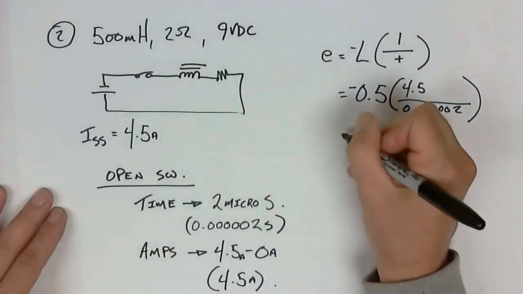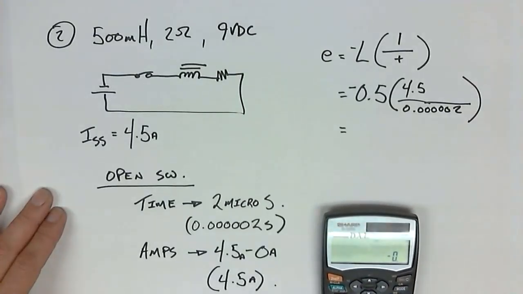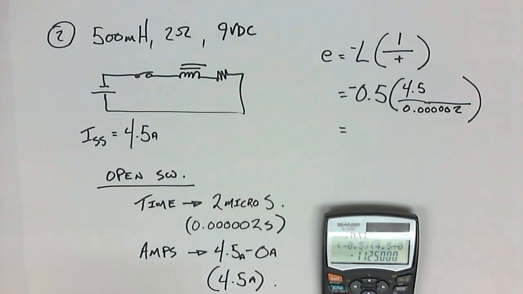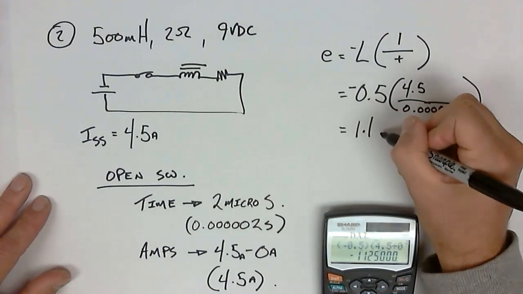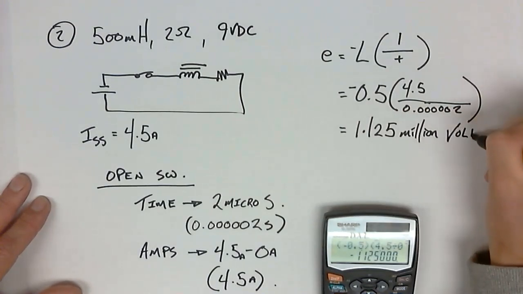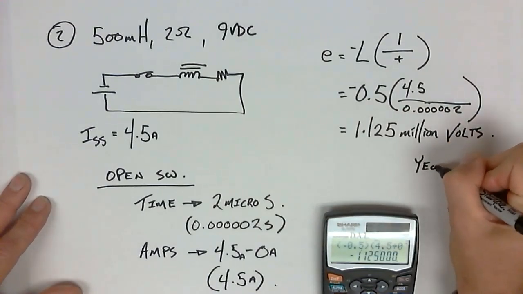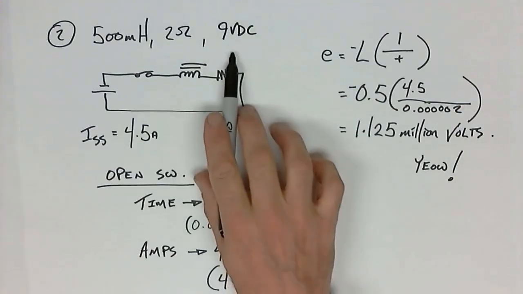Crazy small number. We enter it all into our calculator. So I enter in my negative 0.5, bracket, 4.5 divided by 0.000002, close bracket, equals 1.125 million volts. That's quite a voltage. Off a 9 volt DC source.